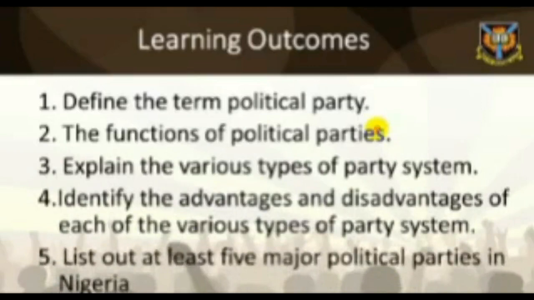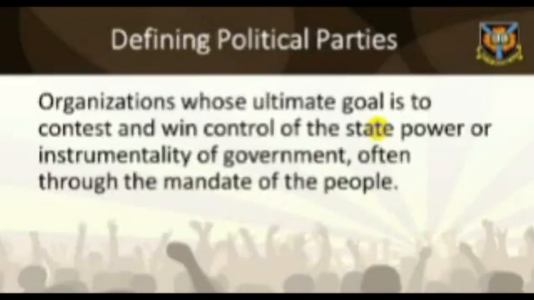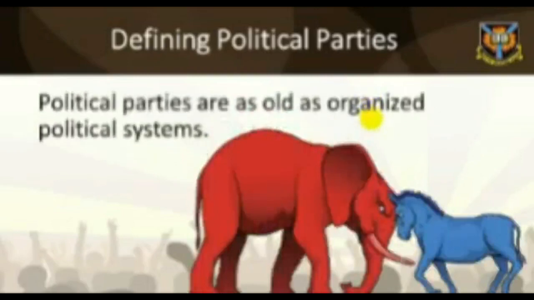Defining political parties. Political parties are organizations whose ultimate goal is to contest and win control of the state power or instrumentality of government, often through the mandate of the people. Political parties are as old as organized political system. For example, many of the ancient Greek city-states had organized competitive parties.